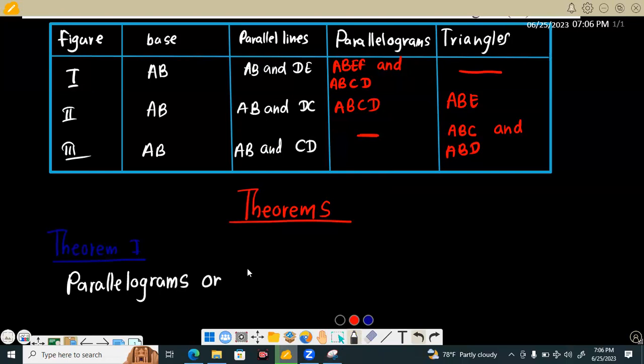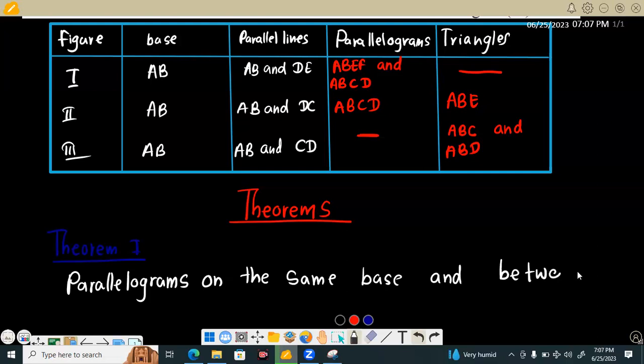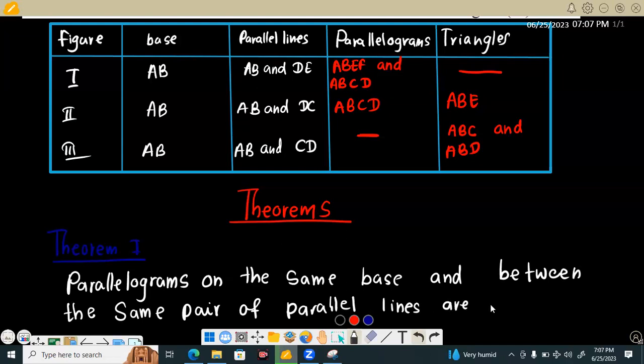Parallelograms on the same base and between the same pair of parallel lines are equal in area. Okay, write down this.